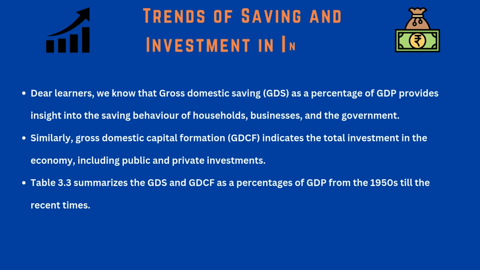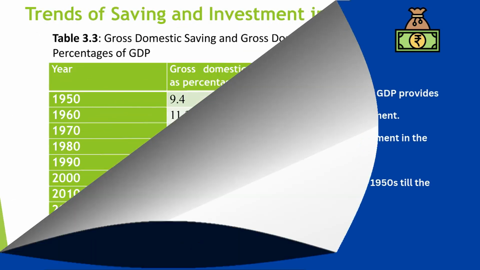Dear learners, we know that gross domestic saving as a percentage of GDP provides insight into the saving behavior of households, business, and the government. Similarly, gross domestic capital formation, GDCF, indicates the total investment in the economy, including public and private investments. Table 2.3 summarizes the GDS and GDCF as a percentage of GDP from the 1950s till recent times.